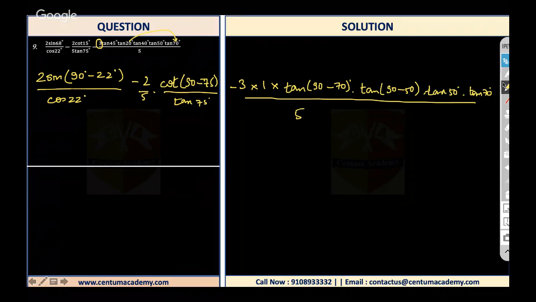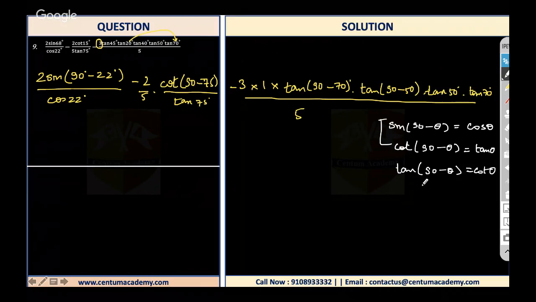And yes, as I told you, you have to mention the reasons as well. So you will write now sine of 90 minus theta is equal to cos theta. Then you will write cot of 90 minus theta is equal to tan theta. And then you'll write tan of 90 degrees minus theta is equal to cot theta. And then you'll write tan of 45 degrees is equal to 1. All this you have to mention. Okay, again, if it is a 1 marker question, you know what to do.